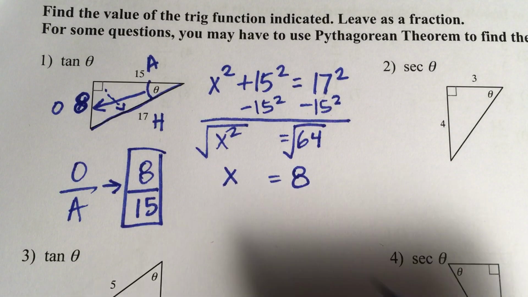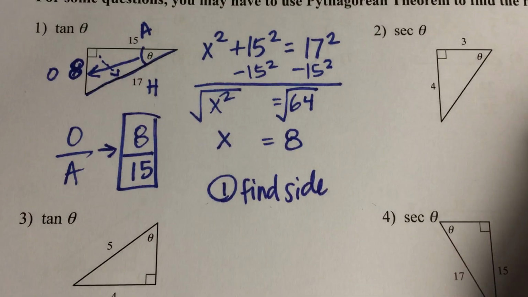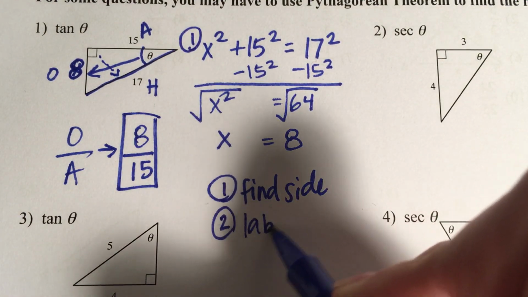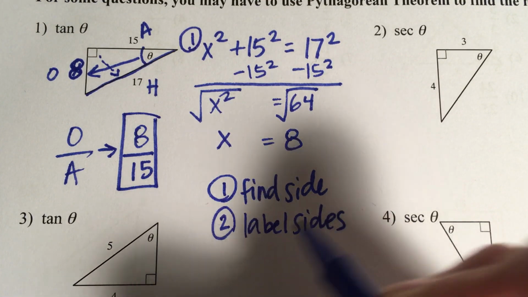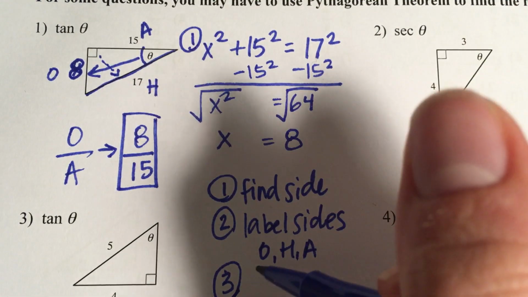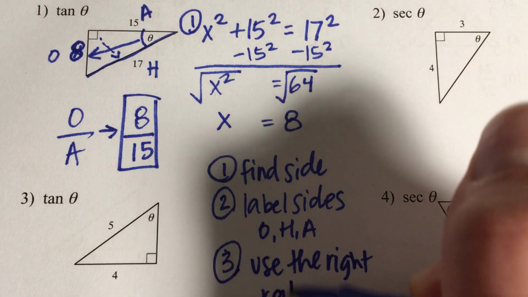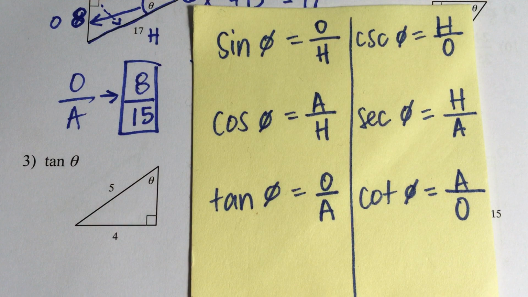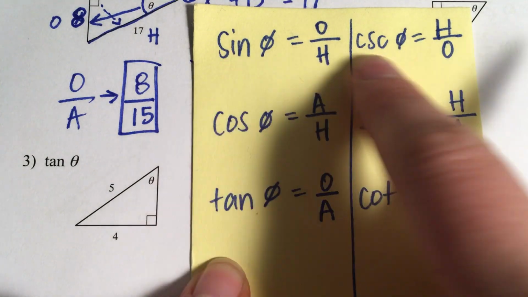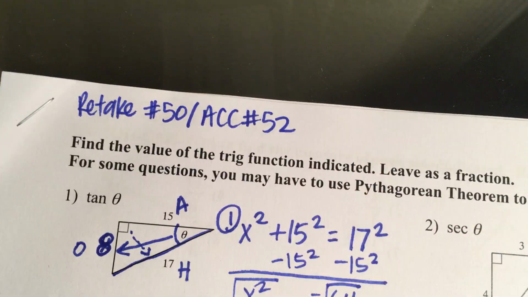Just make sure the first step is to find the missing side. So find the side that they don't have using Pythagorean theorem. That was this first step. The second step is to label the sides with O, H, and A. And then the third step is to use the right ratio. So that's whichever one of these are. You want to take a second to write these down. This is a good thing. You should for sure memorize these ones and then memorize how they go together so you can flip them over if you need to. So that is number 50, 52.